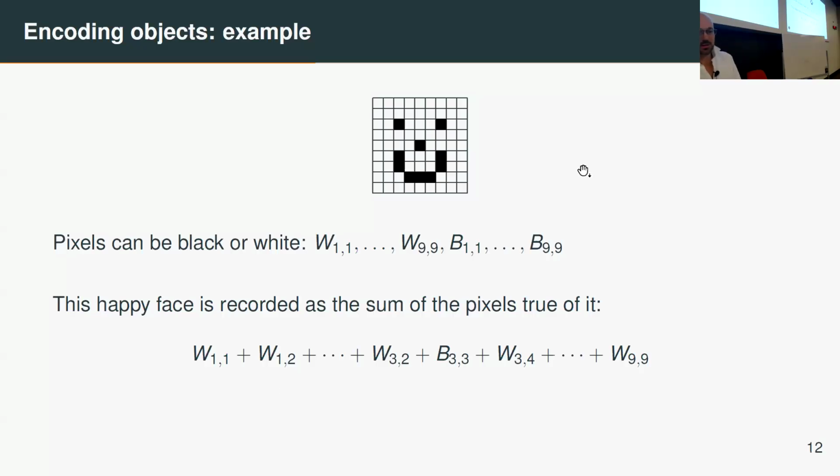So these are just the coordinates. And I can just think of this picture as corresponding to the sum of the things that were true at it. It seems pretty reasonable.